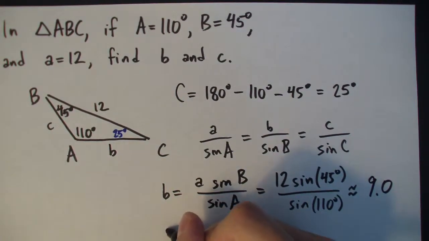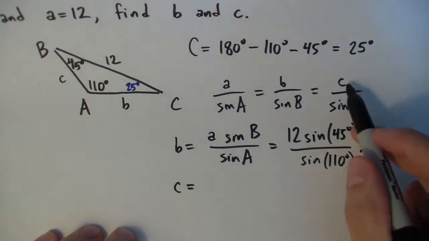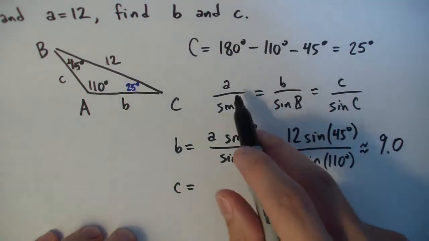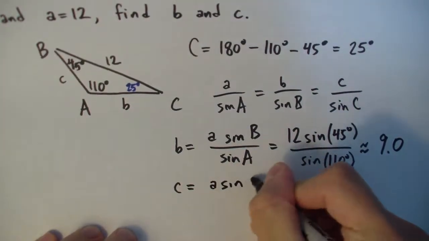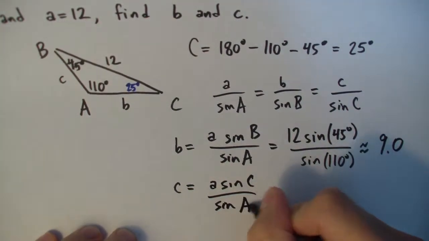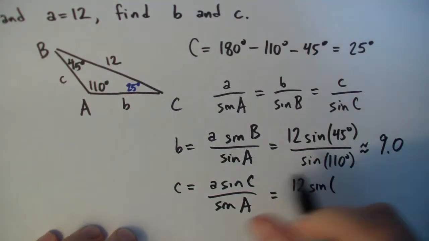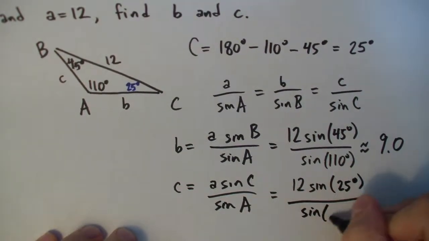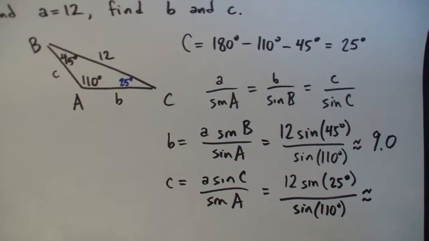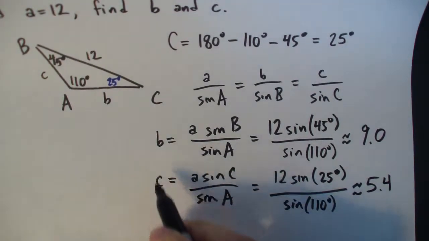And then similarly for c, if we solve for c, we're going to get that c is a sine C over sine A. So a sine C over sine A. Again, a is 12. C we found was 25 degrees. And again, we divide by sine of 110 degrees. And when you compute that on a calculator, you're going to get 5.4. So that's how we find b and c.